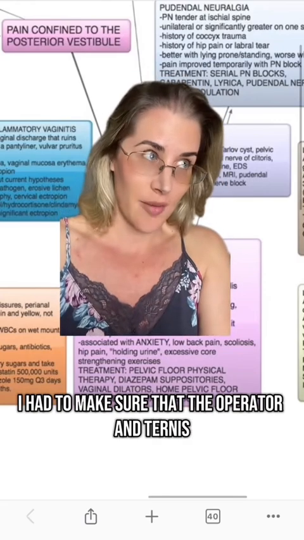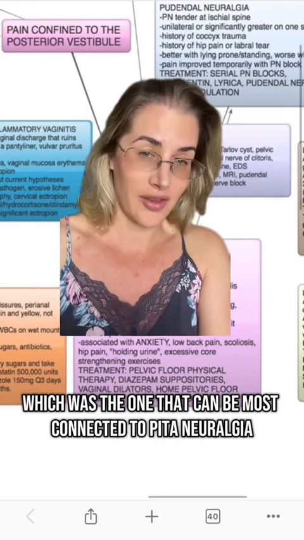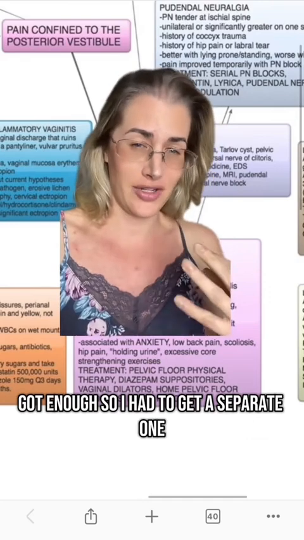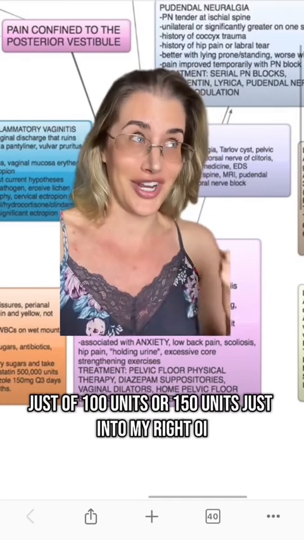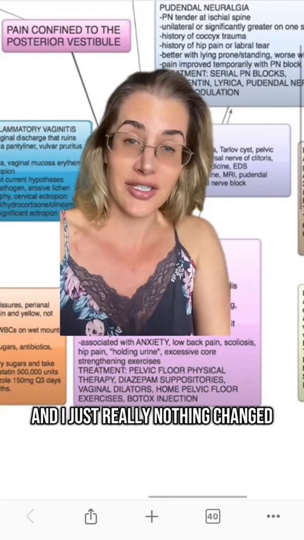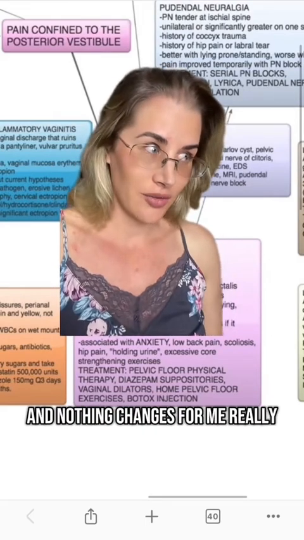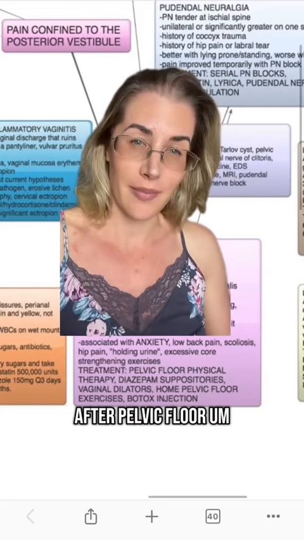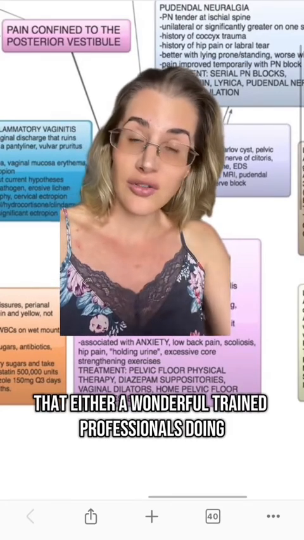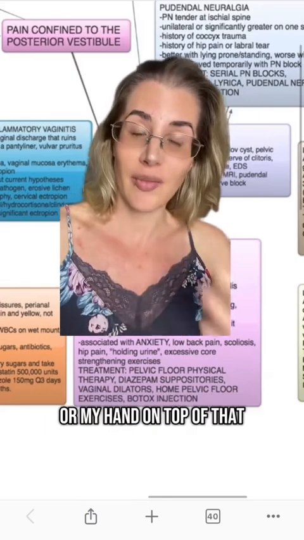I had to make sure that the obturator internus, which is the one that can be most connected to pudendal neuralgia, got enough. So I had to get a separate injection of 100 or 150 units just into my right OI. And nothing changed. And nothing changes for me really after pelvic floor myofascial manual release, either from a wonderful trained professional or that I'm doing on myself with my TheraWand or my hand.